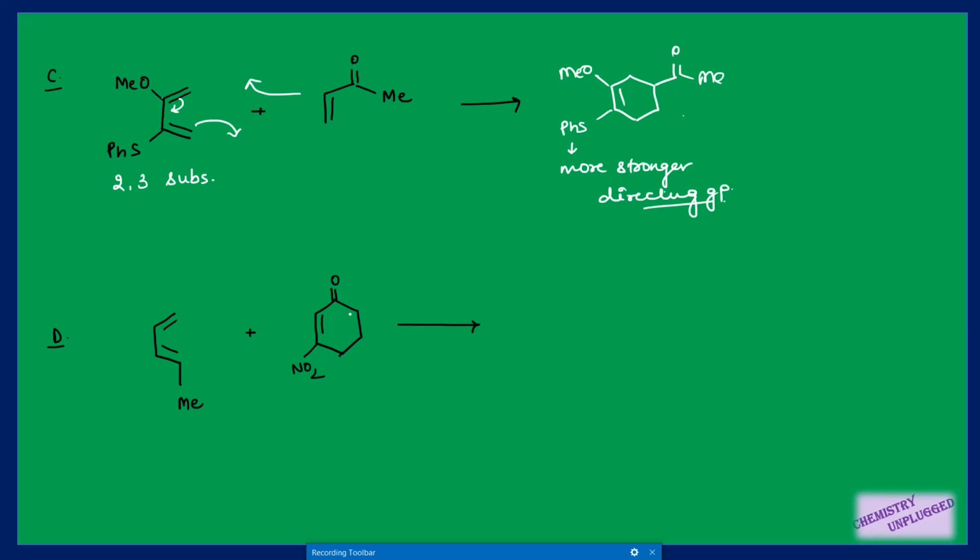Next is, it is not a category, it is an example, right? So in this case, my diene is substituted at first position, so I can have 1,2 product or 1,3 product. I have two possibilities. But in this dienophile, I have two substituents here, NO2 and ketonic. So in this case, this NO2 group is more influential than this alpha beta unsaturated ketone. So I will get this type of product, means 1,2 product in this case. This is 1,2 product, right?